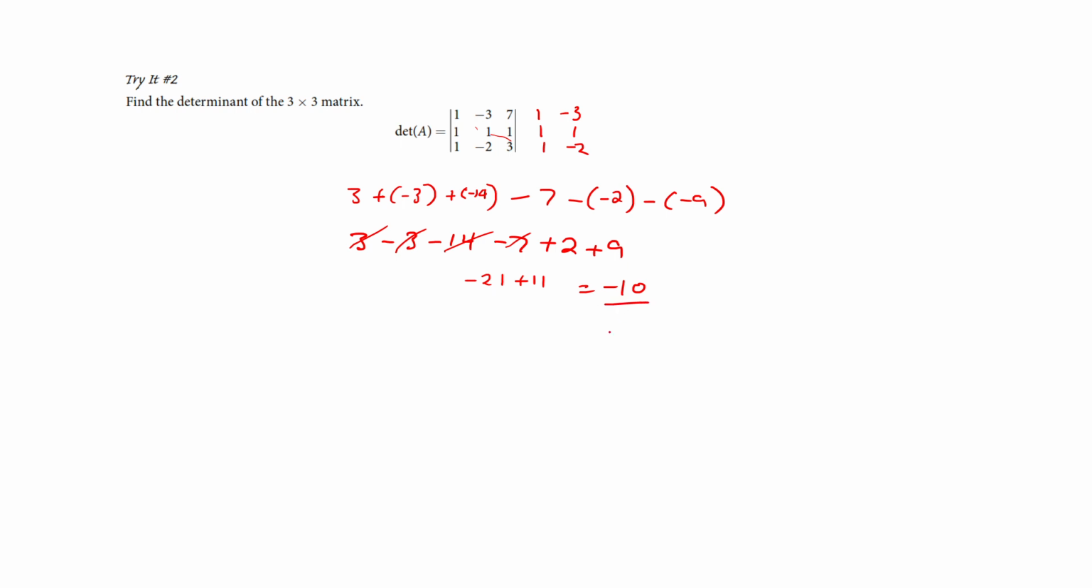determinant. So again, we repeated the first two columns. That created 3 downward diagonals and 3 upward diagonals. We add them down, and then we subtract the 3 that are going up.